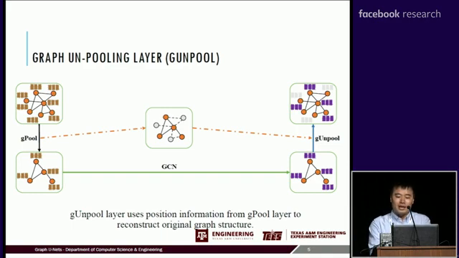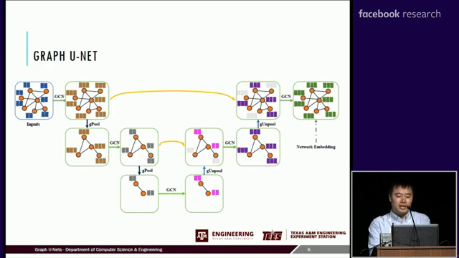Then we define the graph unpooling layer. We use the idea of unpooling layers on images. The graph pooling layer outputs the sampled graph and also the position information. Then the graph unpooling layer can use the position information to reconstruct the original graph structure. Based on these two layers, we can now define the graph U-Net. The left part is the encoder, and the right part is the decoder, and we add skip connections between them.